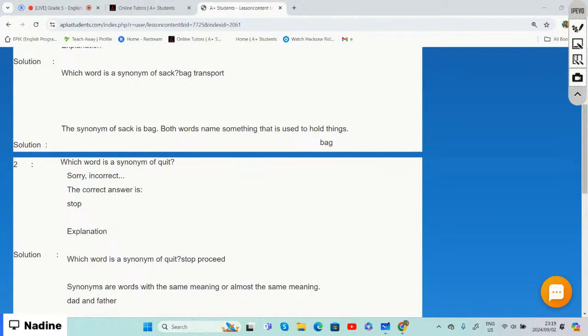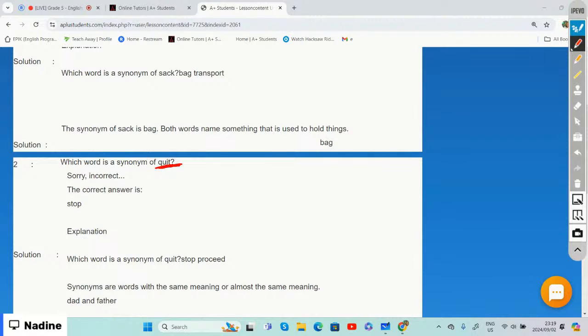What is the word that's the same as to quit? If you quit, what are you doing?